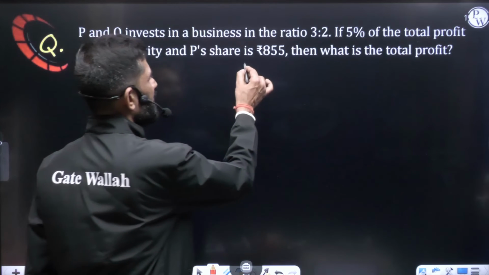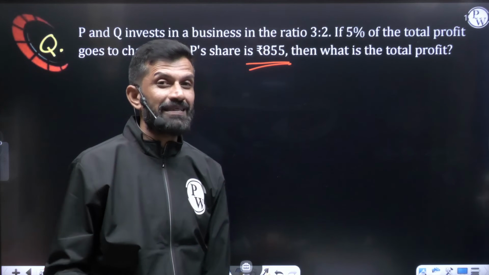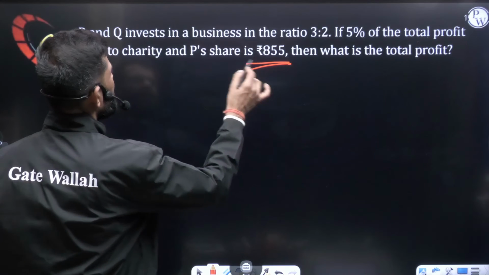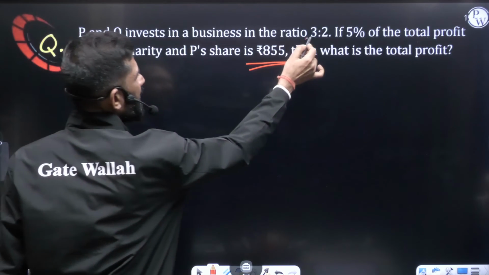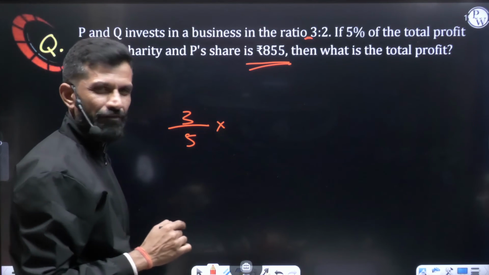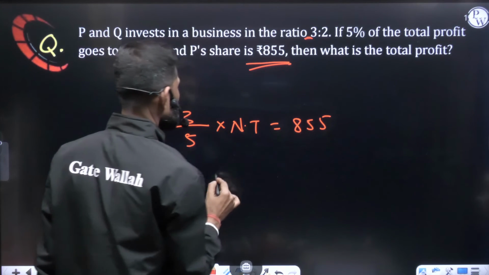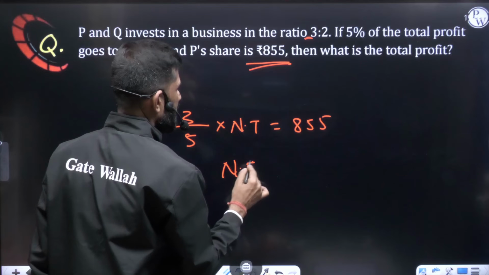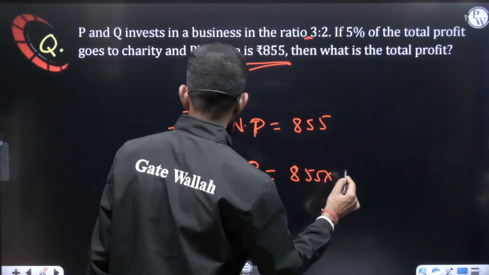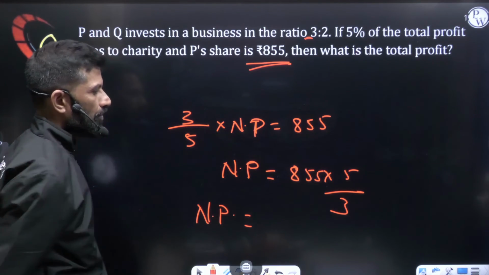P's share was 855. Then what is the total profit? If 5% they are sending to charity, it means only 95% is distributed. Now, first of all, let us understand what should be P's share. Actually, P should get 3 parts out of the total 3 plus 2, 5 parts. So 3 by 5 of the net profit P will be getting, and P is getting 855. So what is the net profit? Net profit will be 855 into 5 by 3.